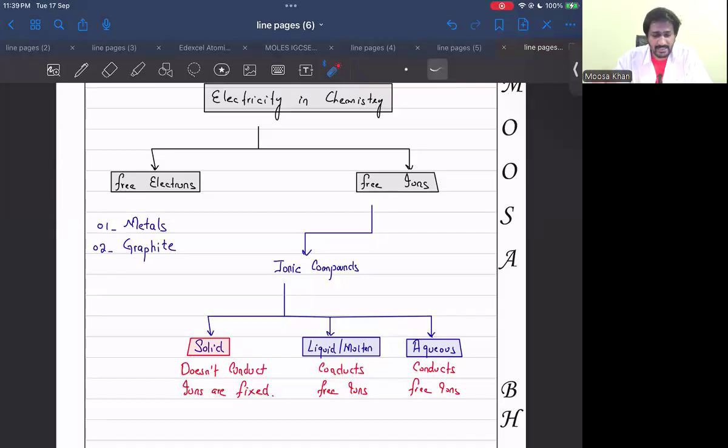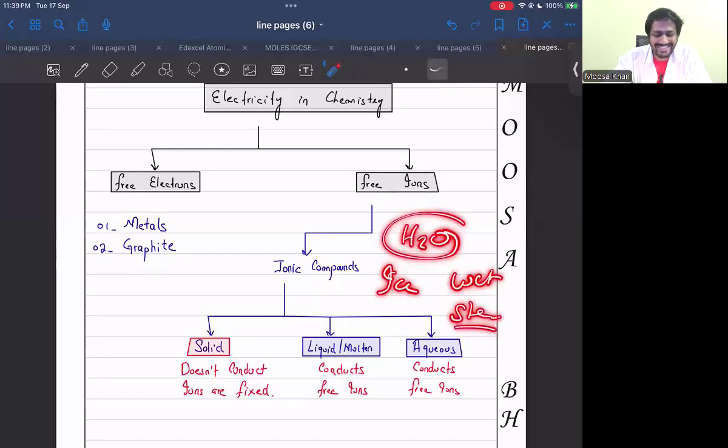Ice is there, water is there. Water is a covalent molecule, a simple covalent molecule. Solid state is ice, liquid state is water, and gaseous state is steam. Can it conduct electricity in any of these states?